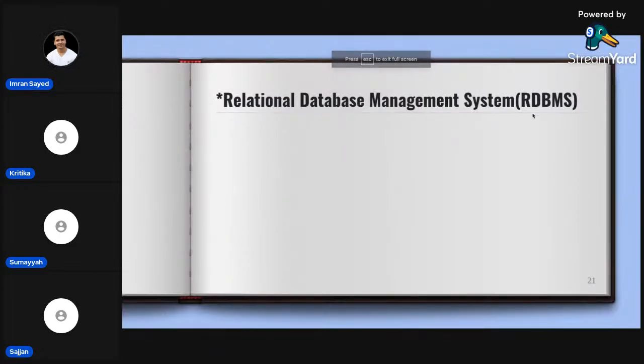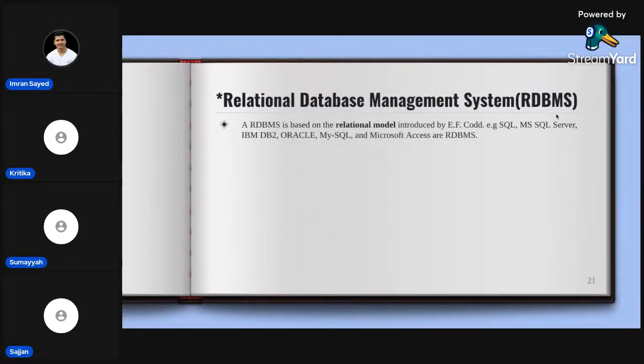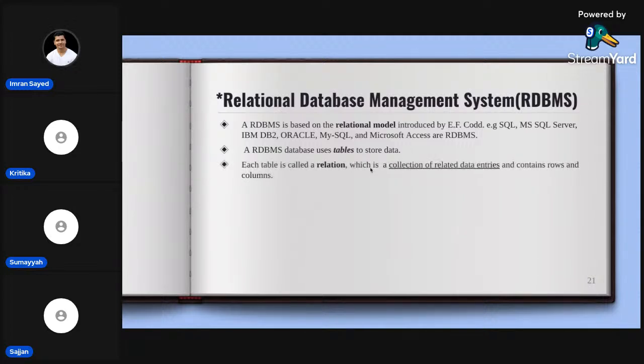Relational Database Management Systems, RDBMS, are based on the relational model introduced by EF Codd. Examples: SQL, MS SQL Server, IBM DB2, Oracle, MySQL, Microsoft Access. These are examples. Uses tables to store data. Each table is called a relation, which is a collection of related data entries and contains rows and columns. Each table represents some real world objects, such as person, place, or event about which information is collected.